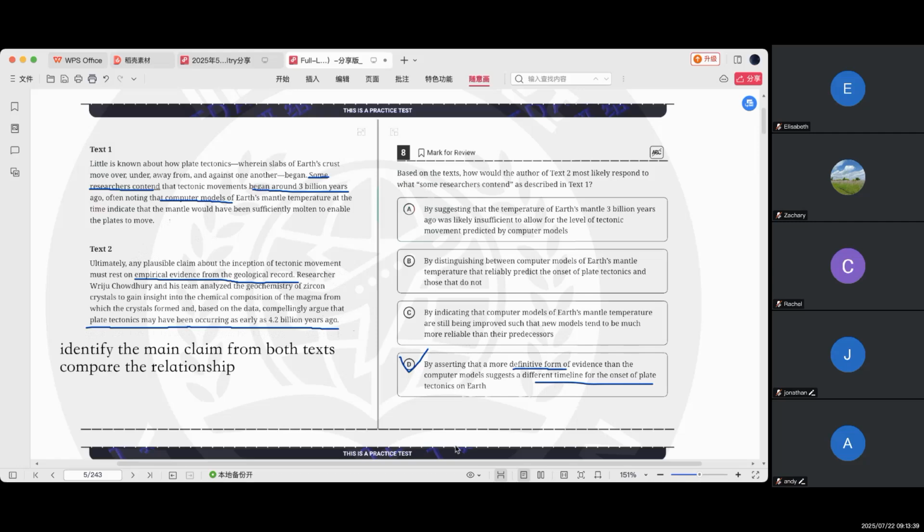Okay, type 1 in the chat box if that makes sense. Usually when it comes to the harder module, the question is going to be hard, but the logic stays the same. You just try your best to identify the main claim and then compare the relationships and then solve the question. Some students get confused by redundant or detailed information. That's definitely not going to be the focus for a cross-text question, at least.